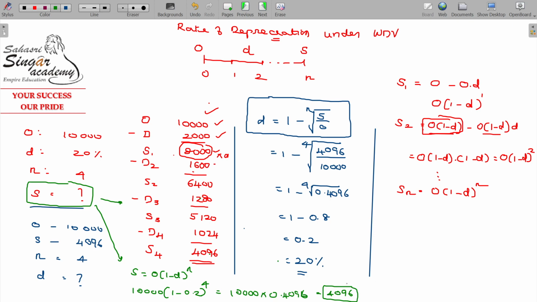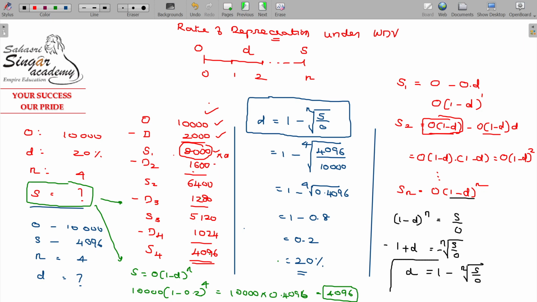But my requirement is the calculation of D, I need to calculate the D only. So how do you calculate D? 1 minus D to the power n is equal to, transferring O to the other side, S by O. The power n going to the other side becomes the nth root of S by O. I need to find out the D. So D is equal to, changing the sign: this is plus, this is minus, this is plus, that is minus. The 1 on the minus side, when moved to the opposite side, changes sign and becomes plus. This is already minus. So D is equal to 1 minus nth root of S by O will be the answer.